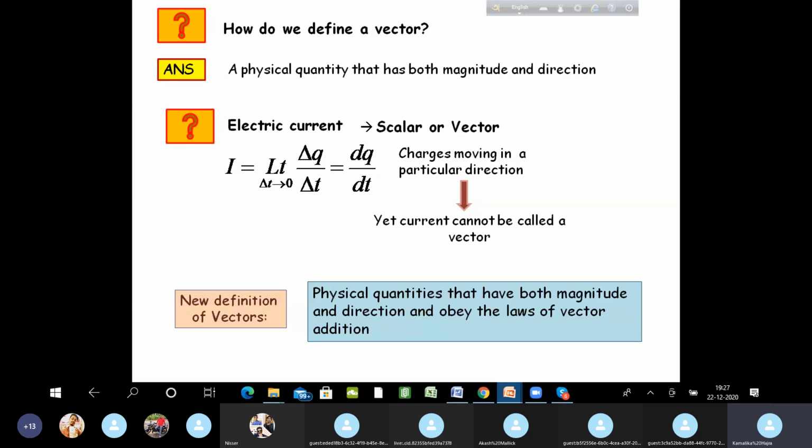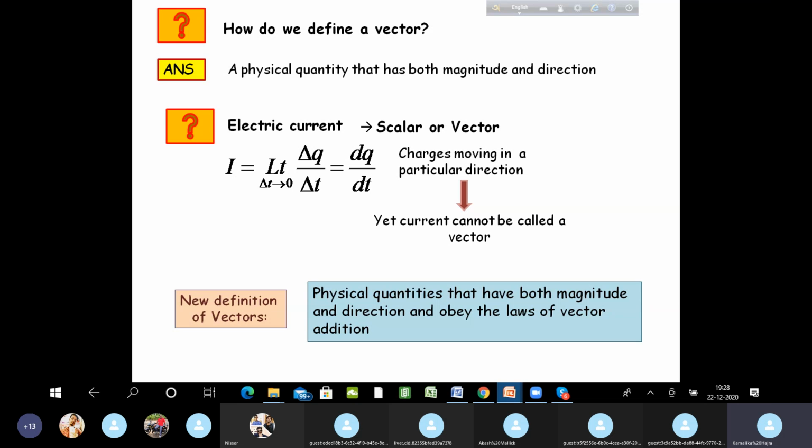Okay, so now if you are asked to define a vector, you will not just say that it has magnitude as well as direction. Along with that, that's correct, that's not wrong. Of course, a physical quantity which has magnitude and direction can be called a vector. But if you say only that, then at least one quantity in the physical world, that is current, will give you a confusing question.